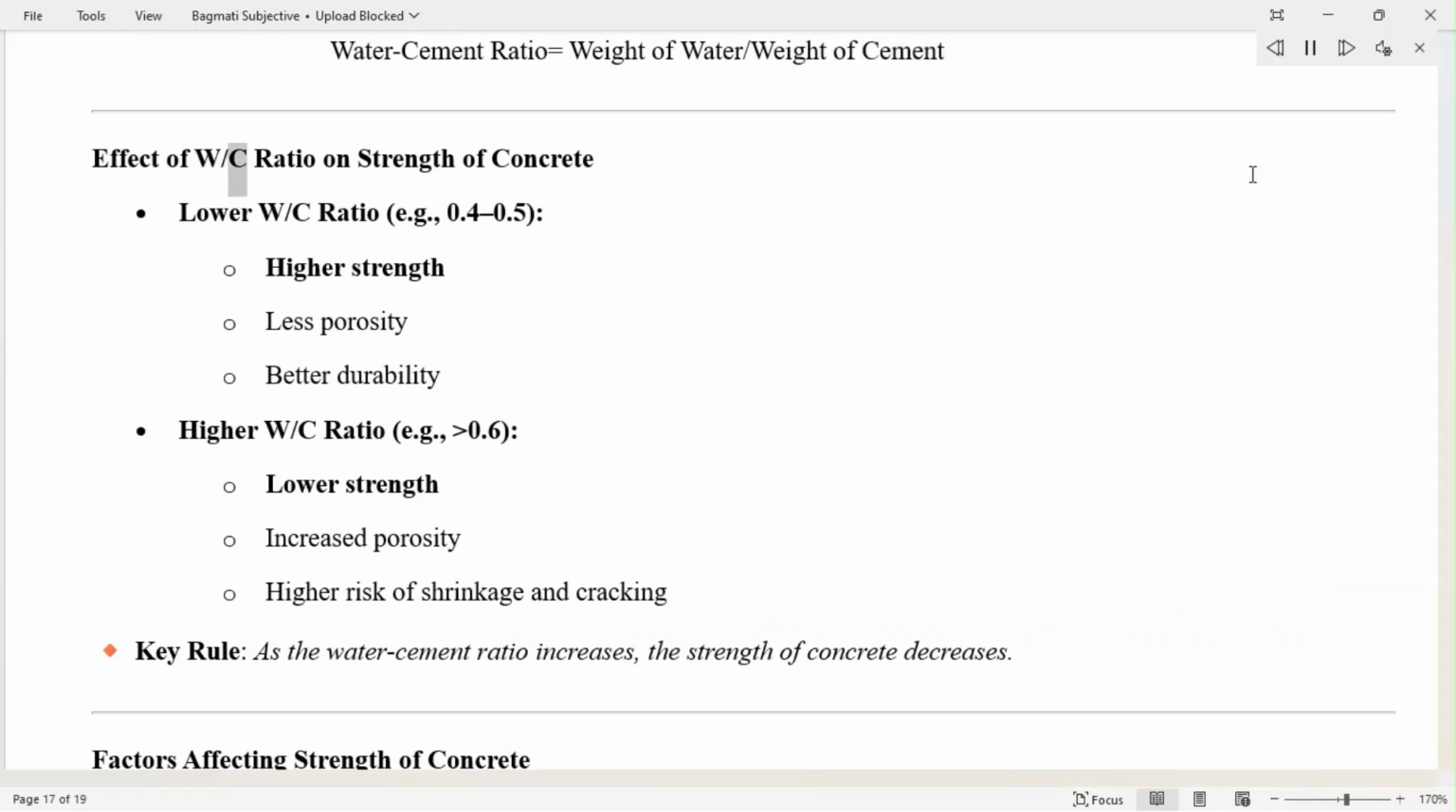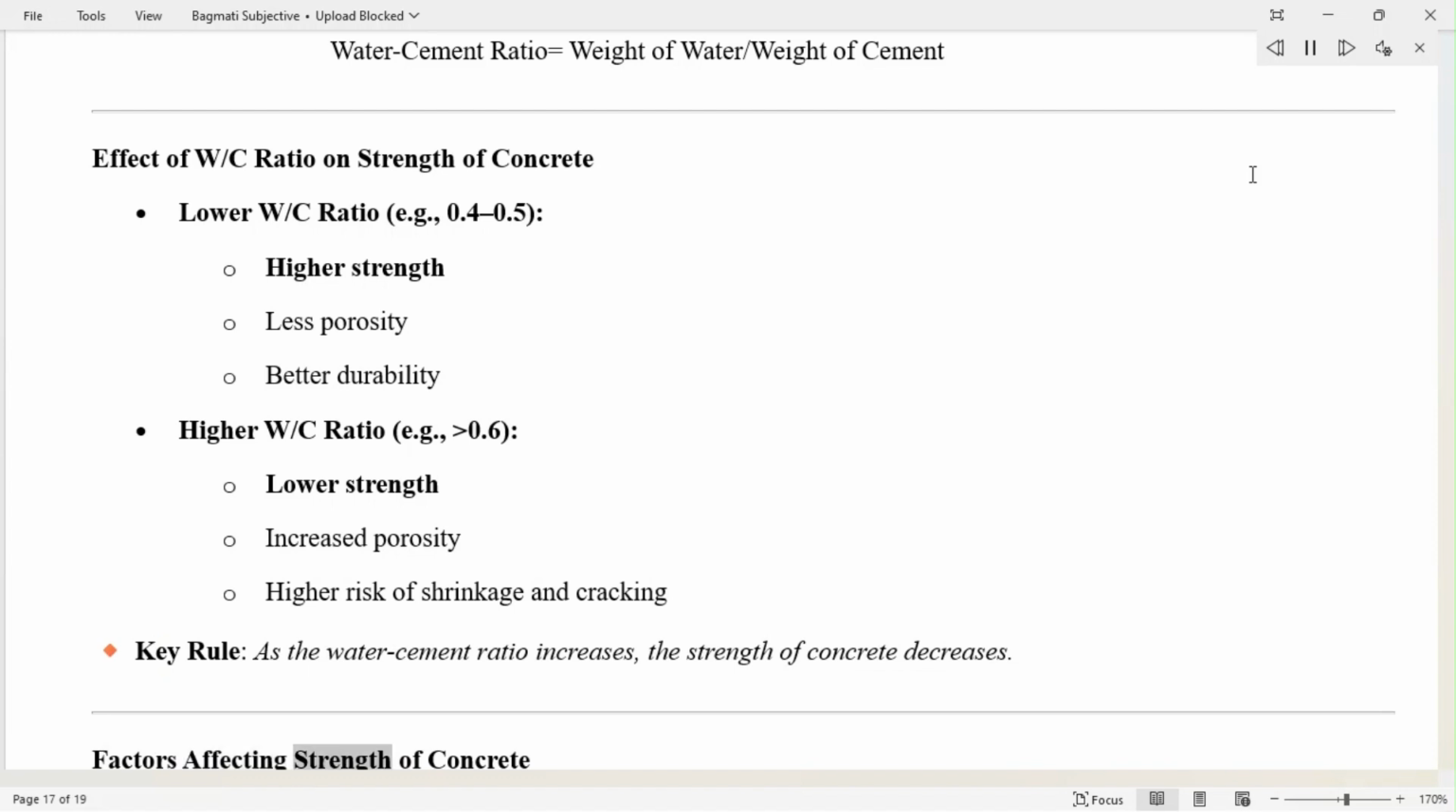Effect of W/C ratio on strength of concrete. Lower W/C ratio, for example 0.4 to 0.5: higher strength, less porosity, better durability. Higher W/C ratio, for example greater than 0.6: lower strength, increased porosity, higher risk of shrinkage and cracking. Key rule: as the water-cement ratio increases, the strength of concrete decreases.